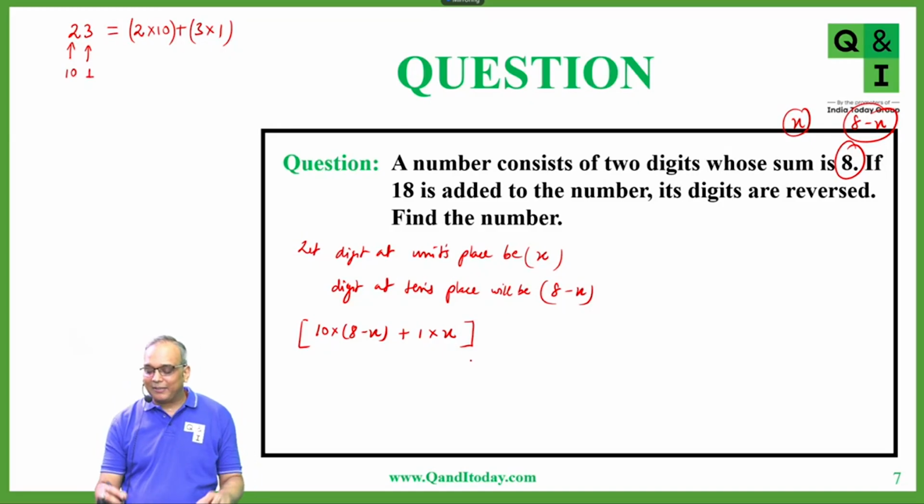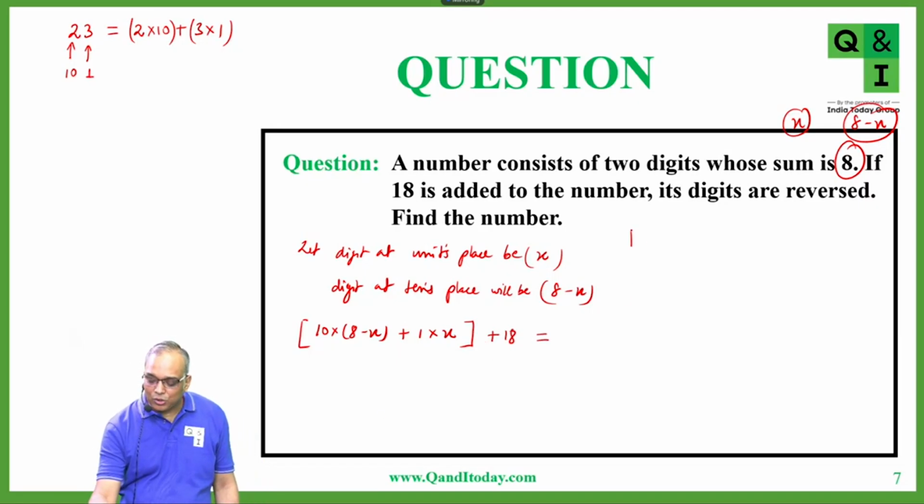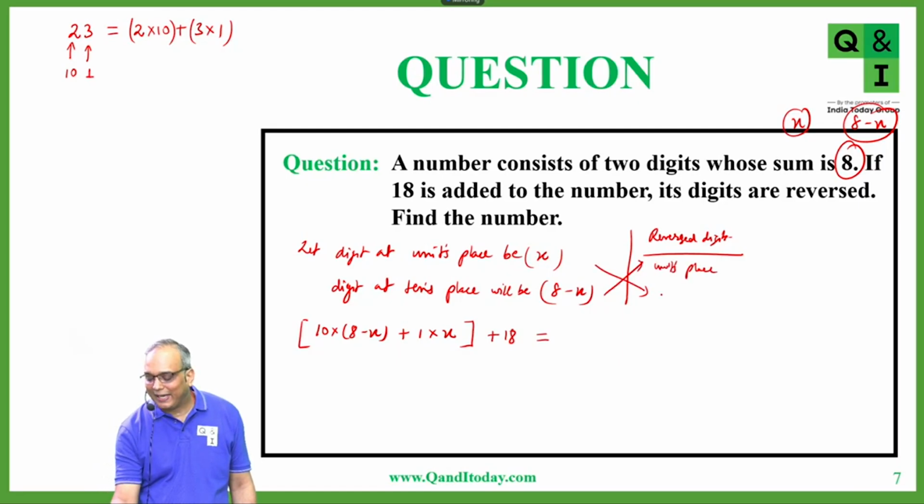This is that number. Now, if 18 is added to the number, its digits get reversed. Reversed digits means that 8 minus x will come at units place, and x is going to come at tens place. Is this clear, students? Is this clear?